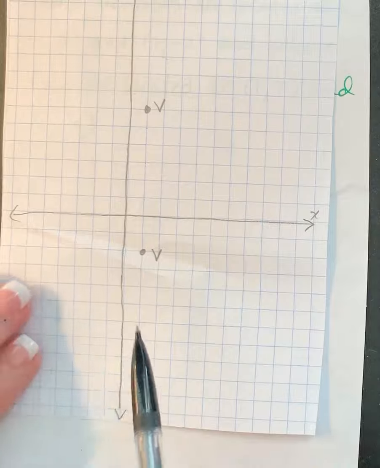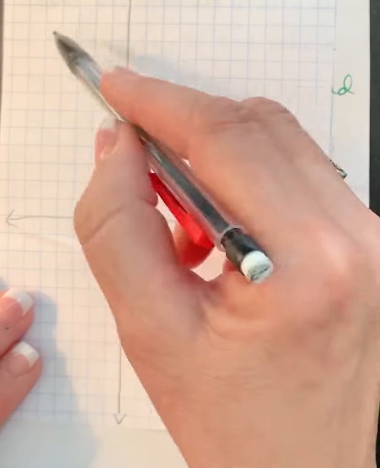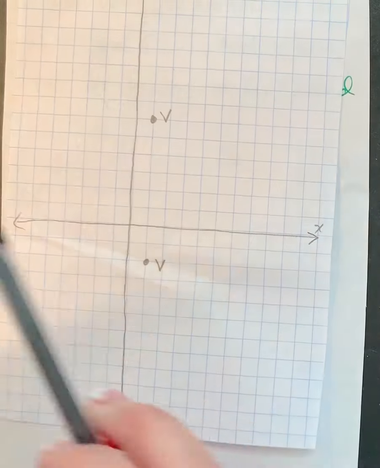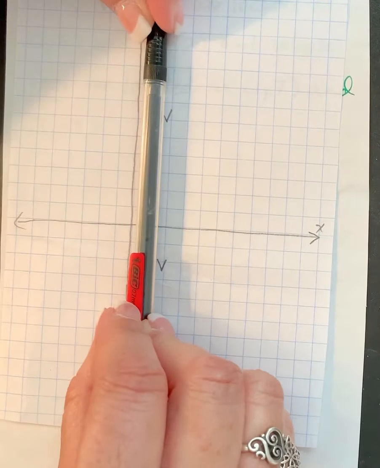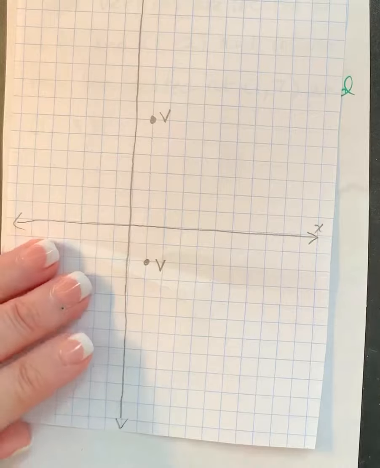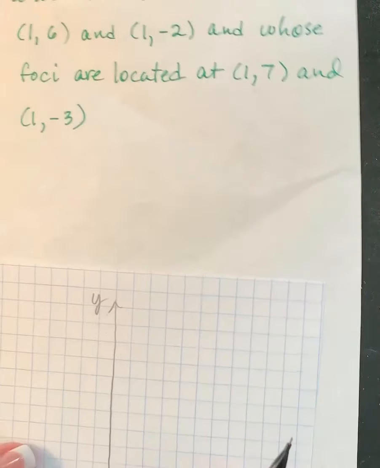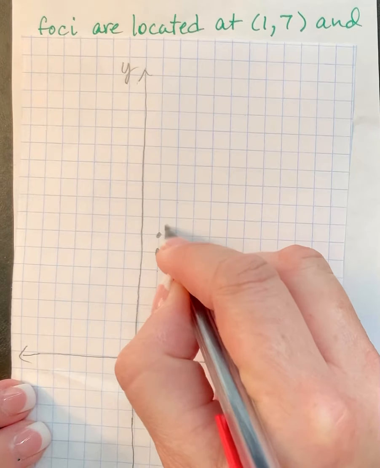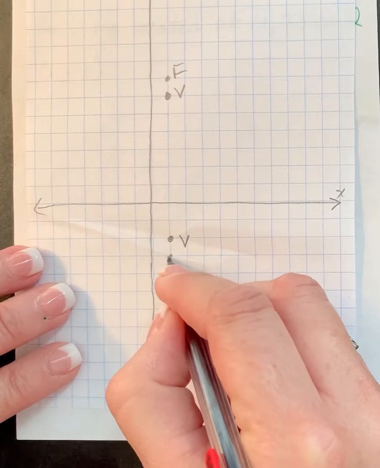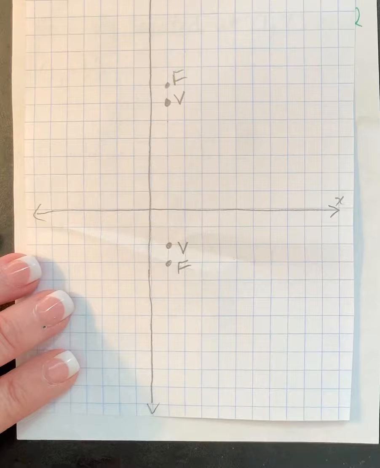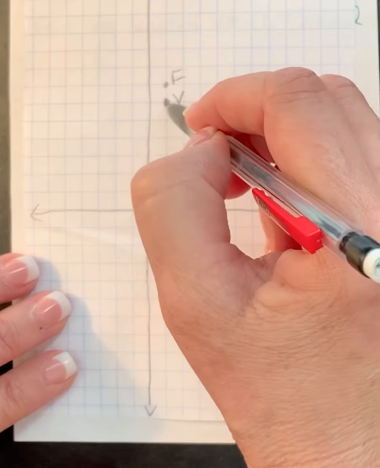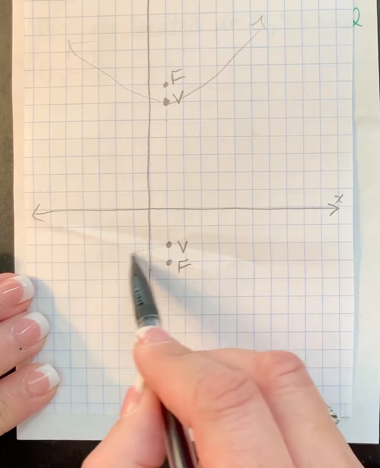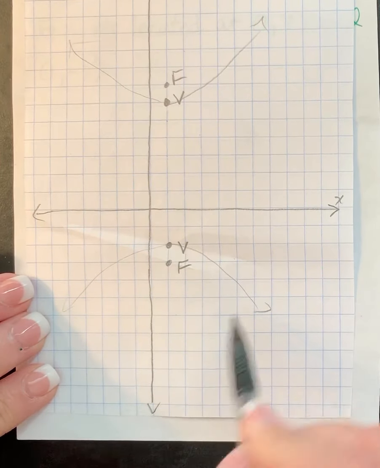Okay, so you can already see this is going to be one that opens up and opens down. And so the transverse axis is going to be vertical. All right, and then we've got the foci, 1, 7 and 1, -3. That's the other one. Okay, so we know that it's going like that. We don't really have to graph it. It's just kind of a helpful visual.